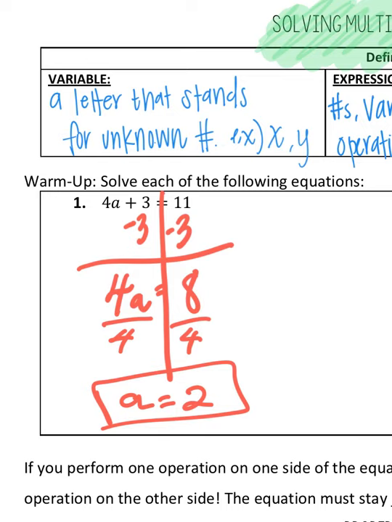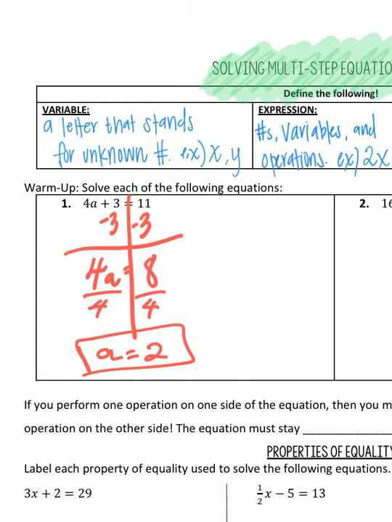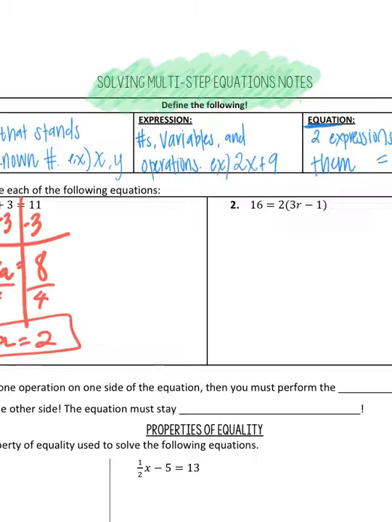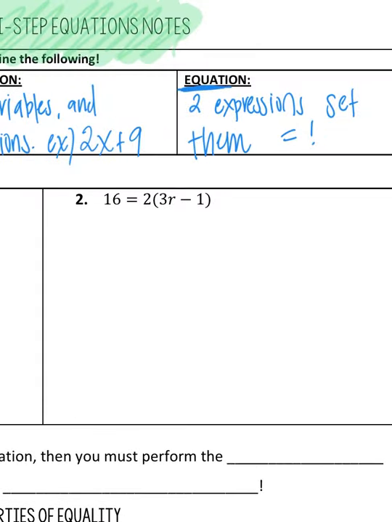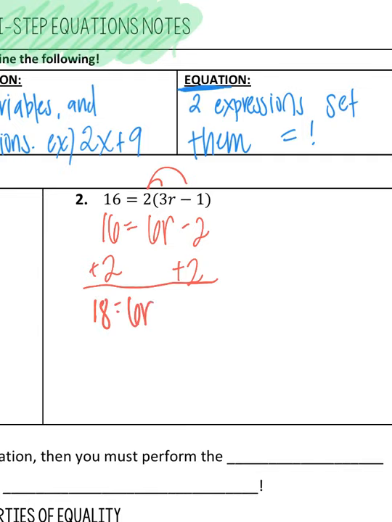Moving over to the one right next to it. Two ways you could have solved this one. Maybe you distributed first. So we have 16 equals 6r minus 2. Then added 2 to both sides. We get 18 equals 6r, divided by 6. And got your final answer: r equals 3.